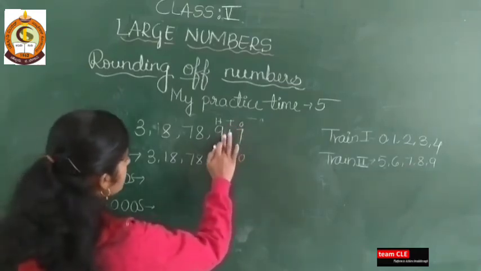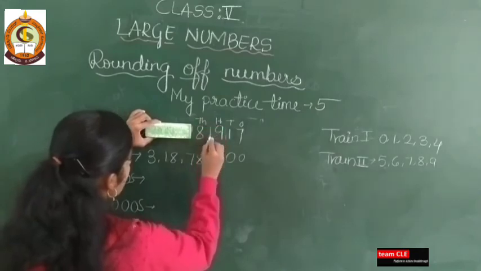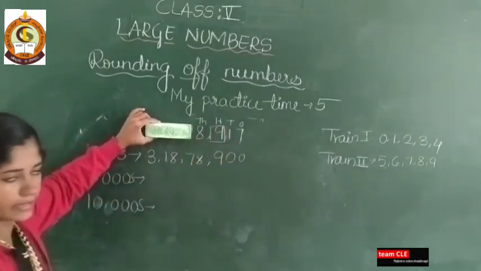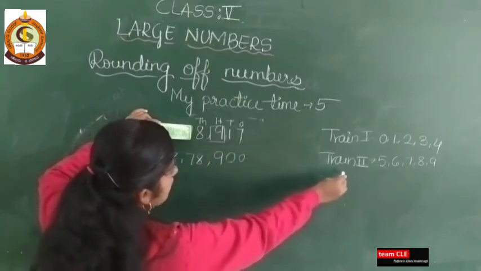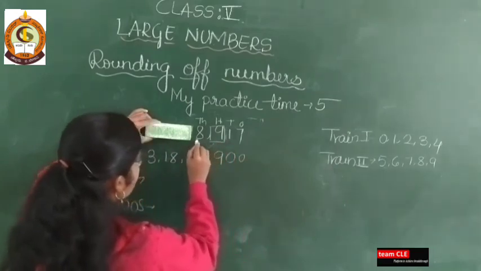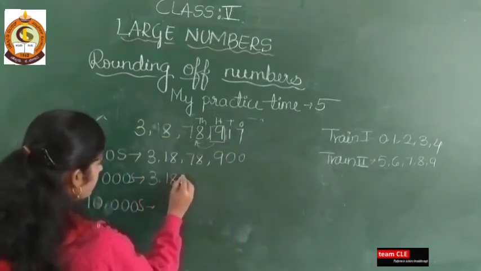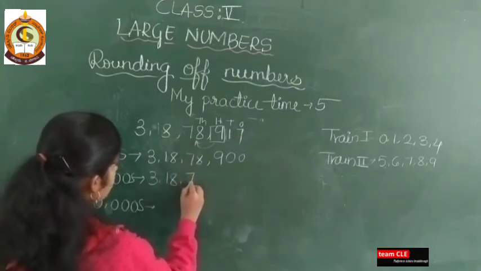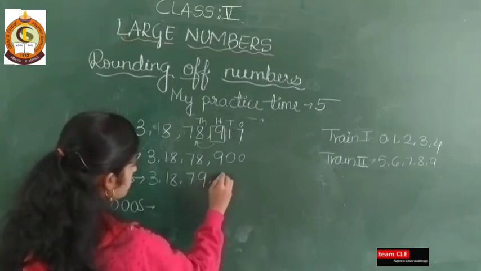Then the thousands. Thousands means again you have to hide all the digits. Take the 1000 place, and you need to see the 100 place. See here, what is there in the 100 place? 9 is there, and it will come in tray number 2. So you have to add 1 here. So 3, 1, 8 and 7 as it is. This becomes 9, and the remaining terms become 0.